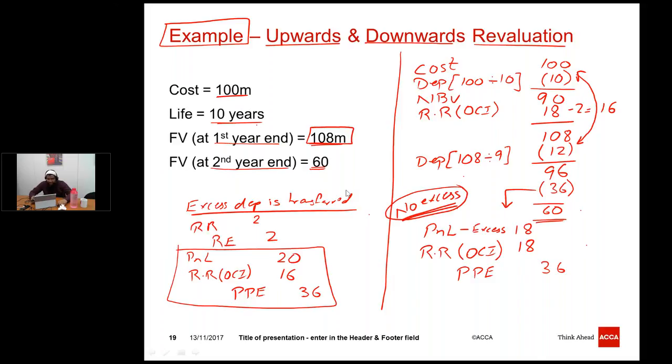Dania is asking how the revaluation reserve is 18. Dania, here we have calculated the revaluation reserve. Let me highlight it for you. This is the value of 18. The asset was revalued from 90 to 108, so 18.